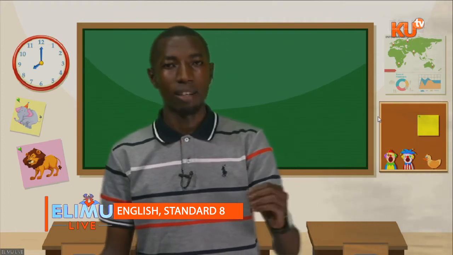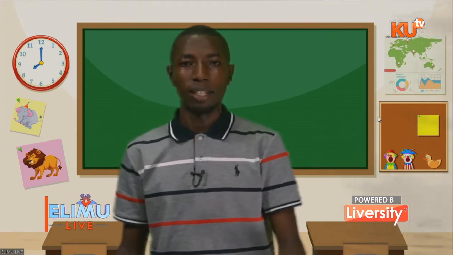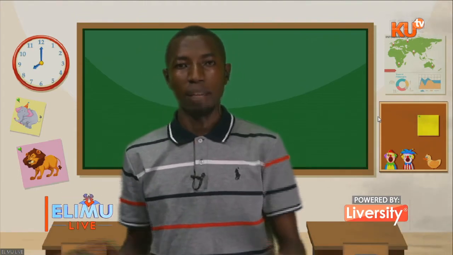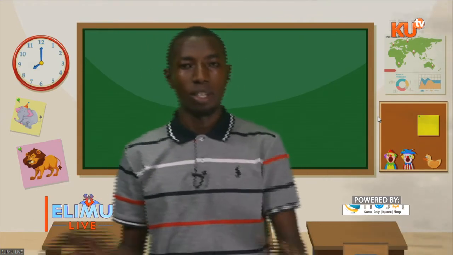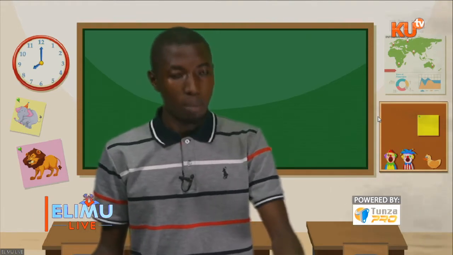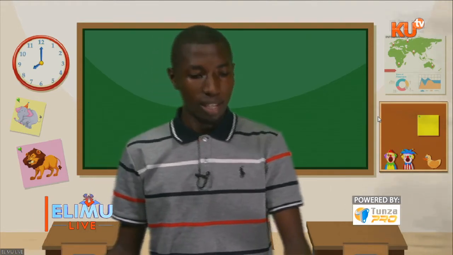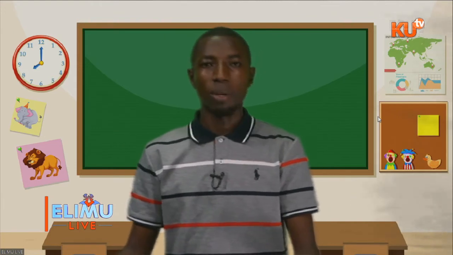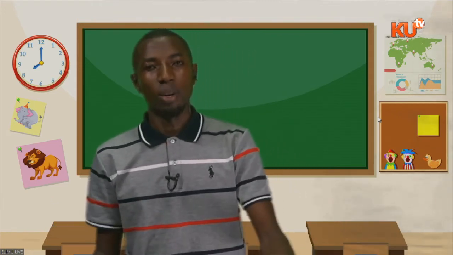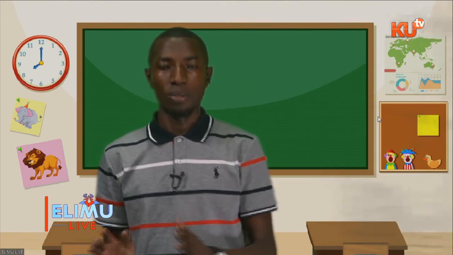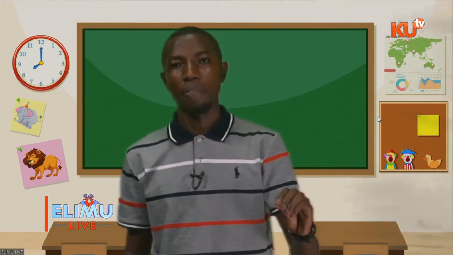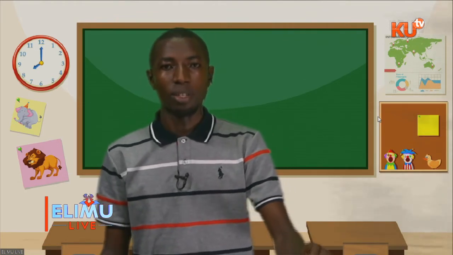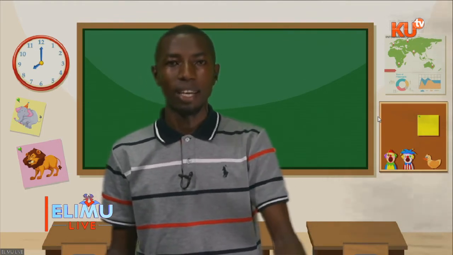Determiners are quite many, and even in my lesson today, I may not be able to cover all of them, but I'll try as much as possible to cover what I will be able to cover within the time that I have. So I've said that articles are also determiners. Articles are divided into two. We have the definite article, and we have the indefinite articles.